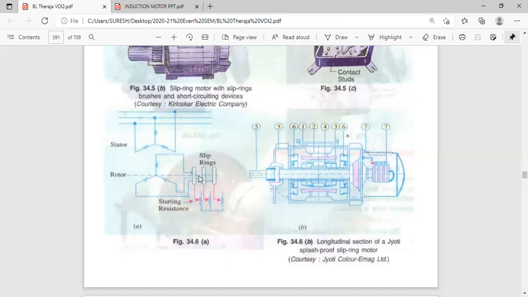Now see here, EMF is developed. Up to here, any doubt? In between stator and rotor, the principle, any doubt? Mutual induction principle. Okay. This is the stator, three-phase; the rotor is also three-phase.